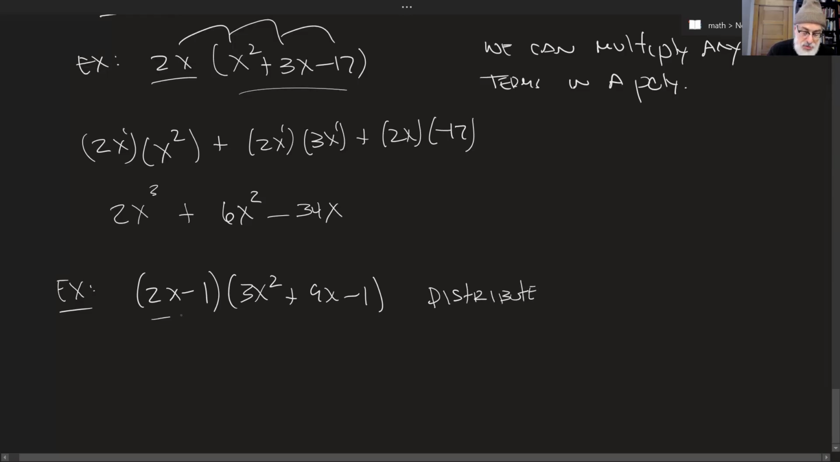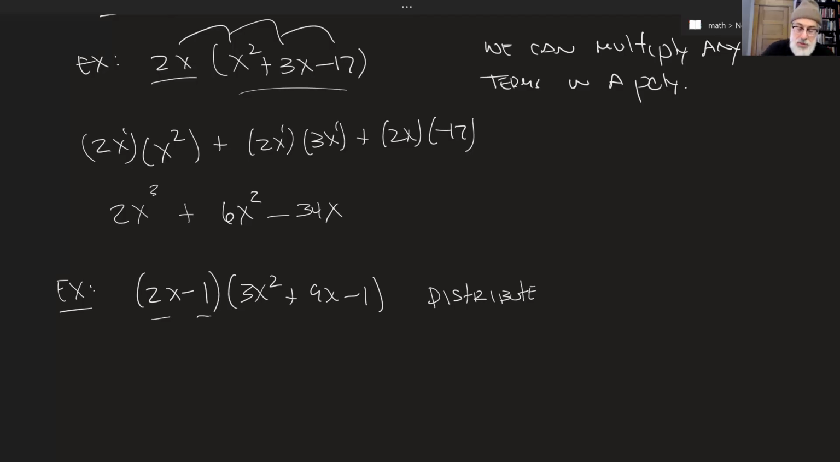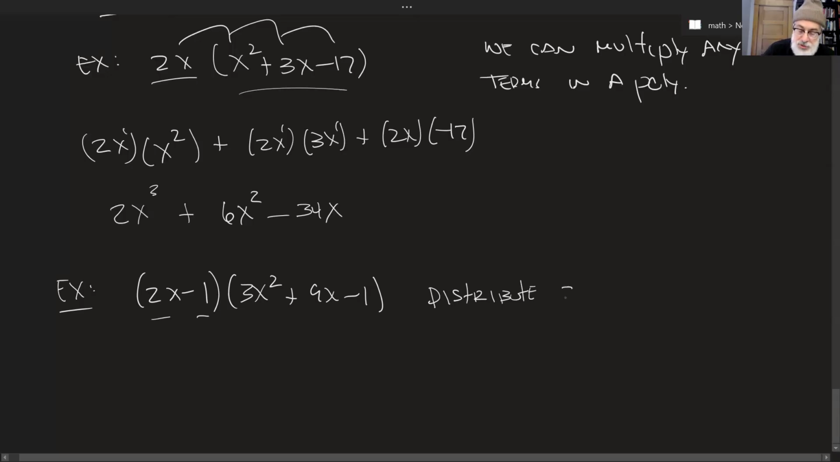But we're going to distribute each term of this polynomial to each term of the second polynomial. And we're going to do this in steps. So we're going to distribute 2x. Then we're going to distribute negative 1. So in other words, I'm going to distribute 2x to each term in this polynomial.